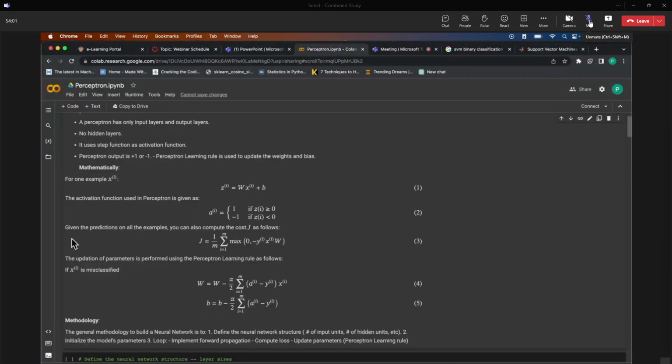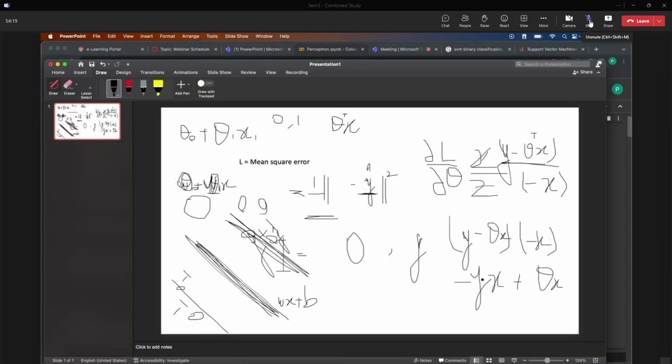Now, given the predictions on all examples, you can also compute the cost J. The cost function is nothing but the formula we derived here, minus yx plus theta x. If you have to define it in terms of a function, what do we have here? y, x, theta. These are the three terms which we have, and we have to make a function with all these three terms.